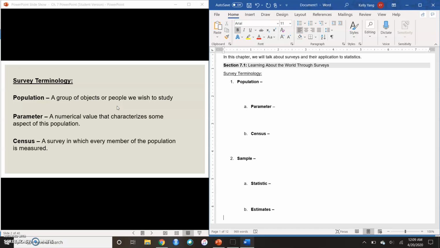And then the third term I want to talk about is a census. So again, the word census here connects to parameter and connects to population. Parameter connects to population because this is a numerical summary that characterizes some aspect of the population. Now the census is a survey in which every member of the population is measured. So the census refers specifically to the population, and the census refers to the parameter because the parameter is about the population. So these three terms, I do want you to keep them in mind that they connect with each other. So a way to remember this is parameter is for a population, P and P.